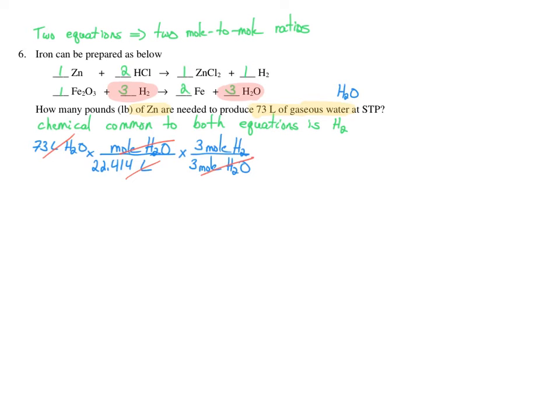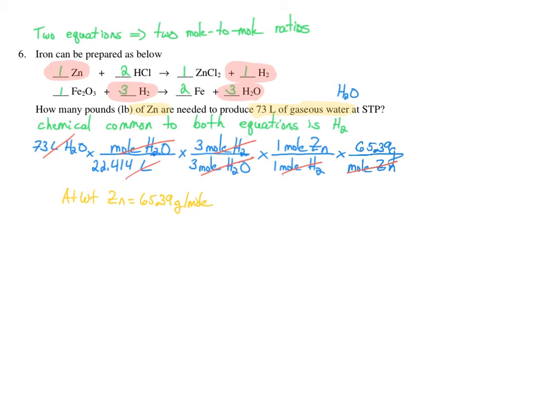The equation that relates zinc to H2 is the first equation. Here's zinc with its coefficient and H2 with its coefficient. So now we know the moles of zinc. We refer back to this statement of the question, and it wants pounds of zinc. So we can go from moles to grams to pounds using the atomic weight of zinc.